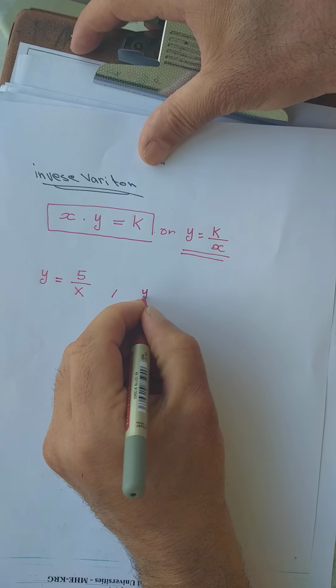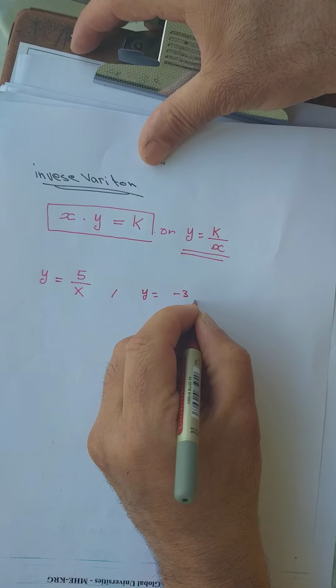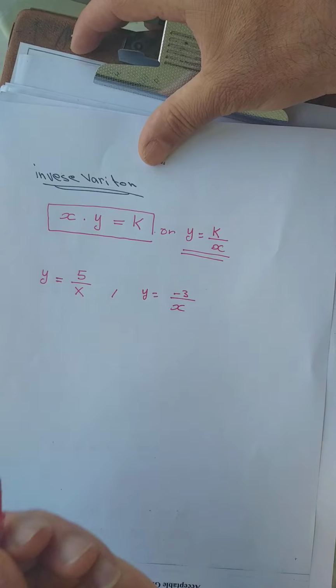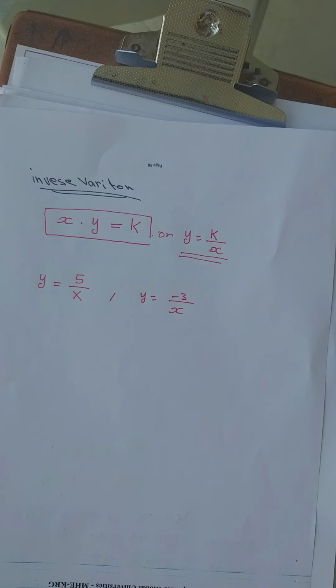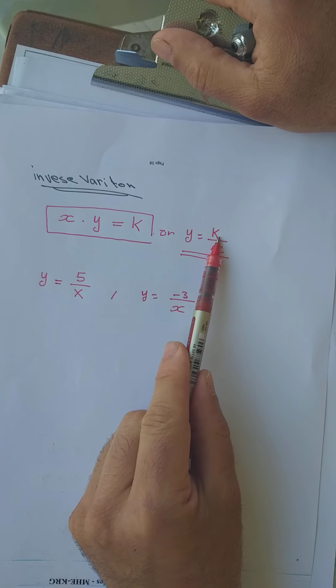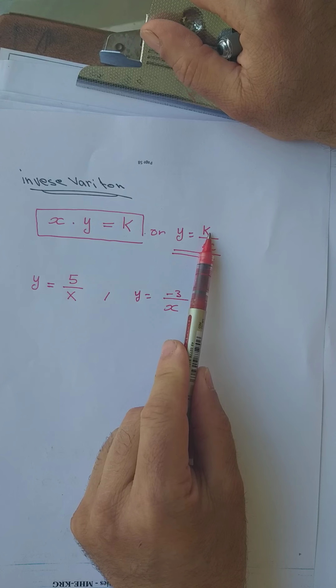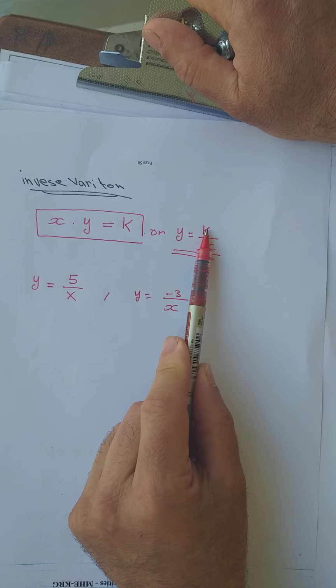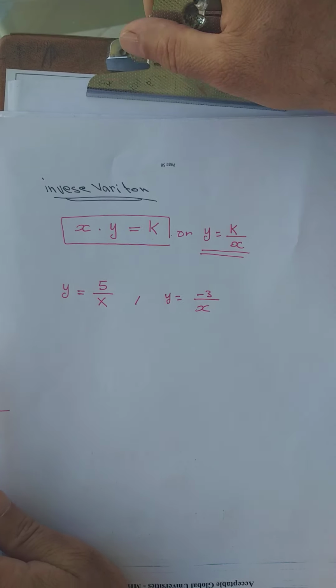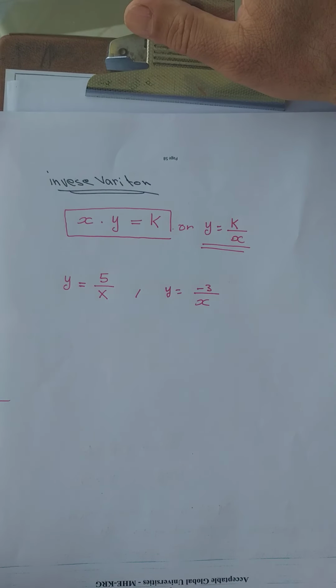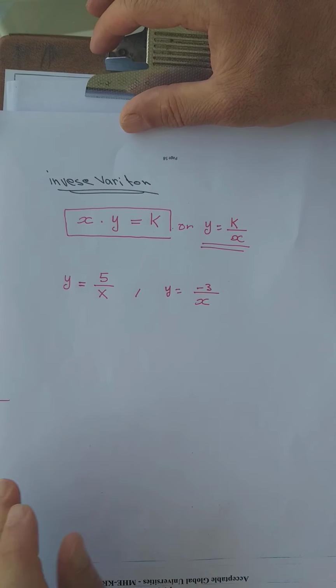And y equals minus 3 over x. This is inverse variation. k can be any number. Don't forget, please, k can take any number except 0. Positive, negative, fraction, decimal, any number except 0.